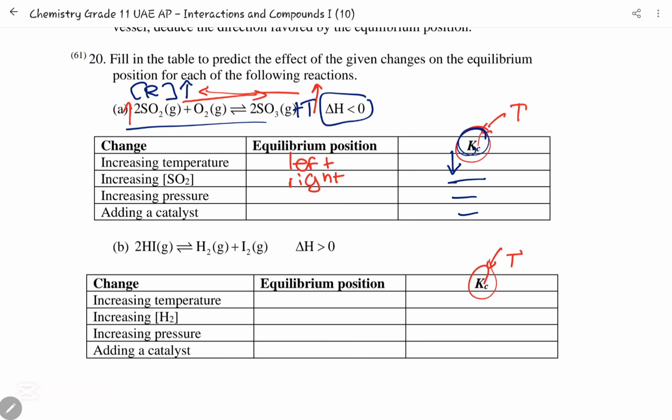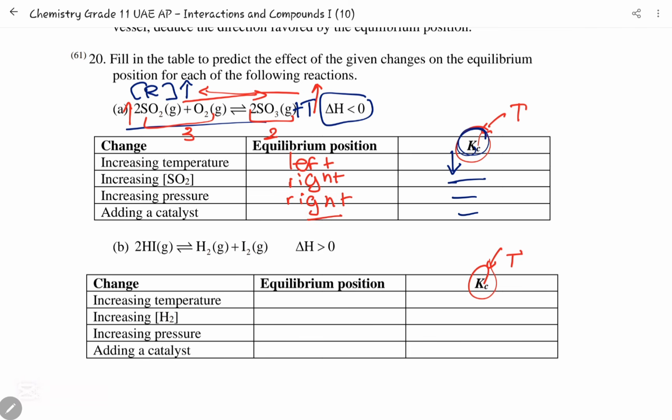Now, increasing the pressure. Here I have how many moles of gas? Here I have 3 moles of gas. Here I have only 2 moles of gas. So if I increase the pressure, it will shift to the side with fewer moles of gas, which is the 2SO3. So it will shift to the right. Adding a catalyst has no effect on the equilibrium position. It just helps reach equilibrium faster, okay?